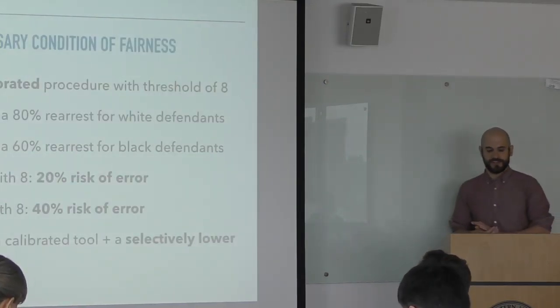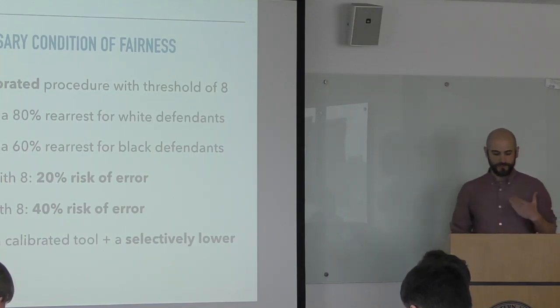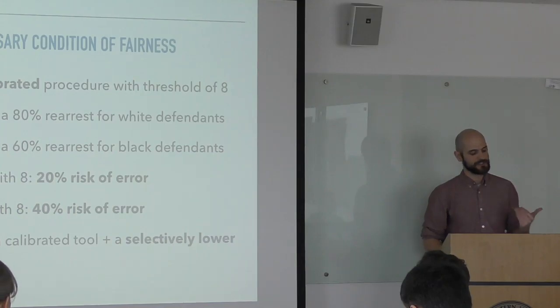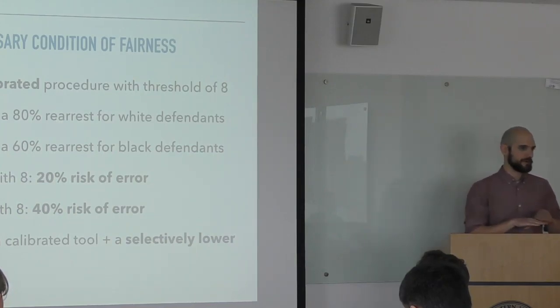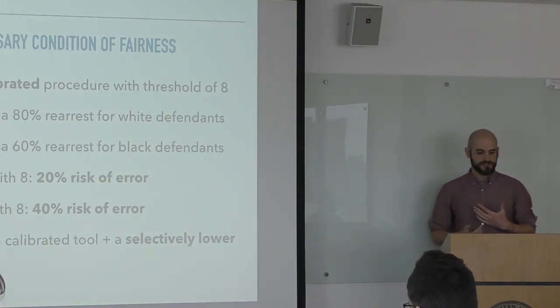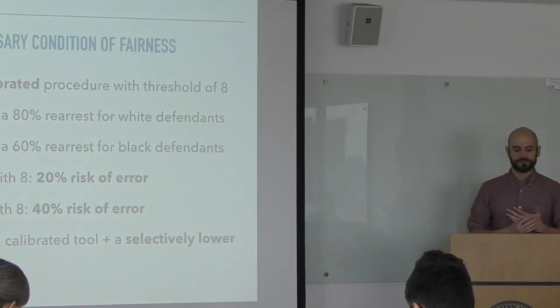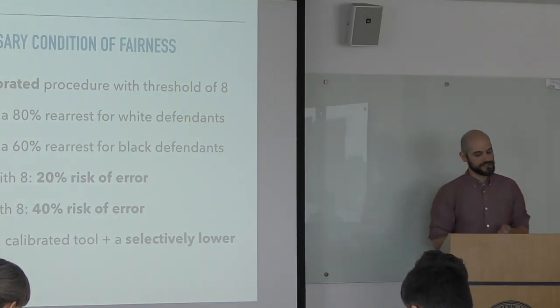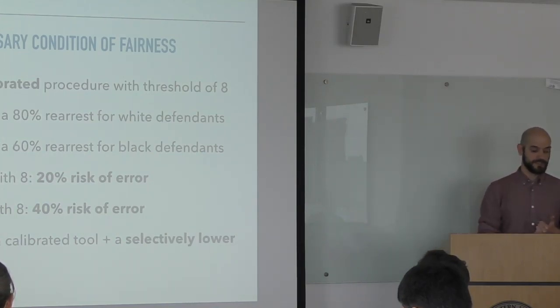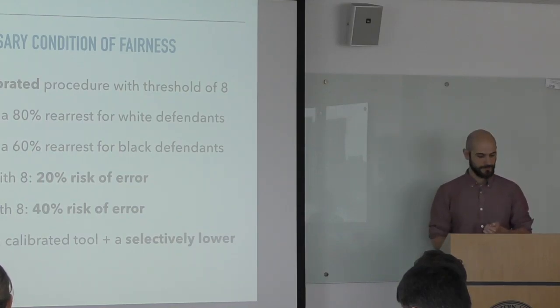So here's just an example of how miscalibration can be unfair. Suppose that we did have a miscalibrated procedure. That is a procedure where the scores meant different things for people of different groups. So let's say that in this process, an 8 was associated with an 80% chance of rearrest for white defendants, but only a 60% chance of rearrest for black defendants. So in this sense, it's over-predicting rearrest among black defendants.